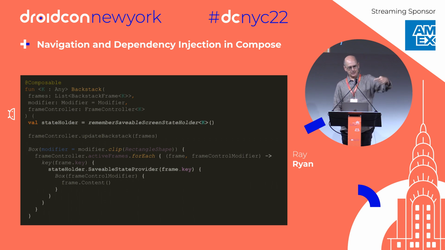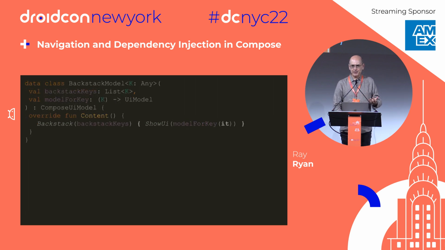This remember savable screen state holder thing is not a call that you get from Compose for free, but it's not a terribly big call that is built into the app to ensure that when something is pushed off display, its view state is saved. Your scroller position, your partially entered text is all there, and when I pop, it's all going to come back, and I don't have to think about it from the presenter side. I just provide the list of what I want to show.